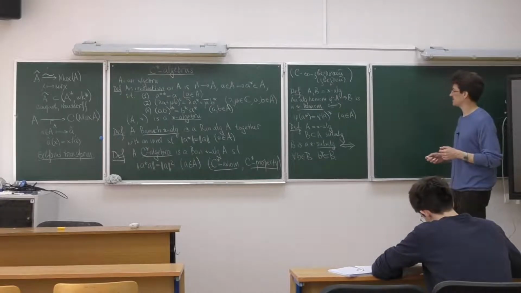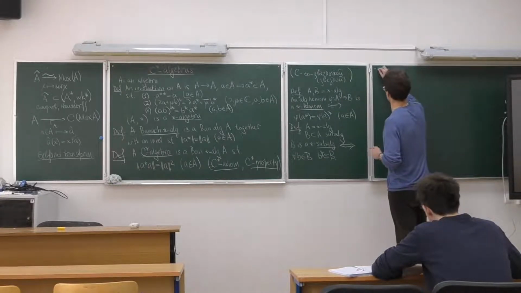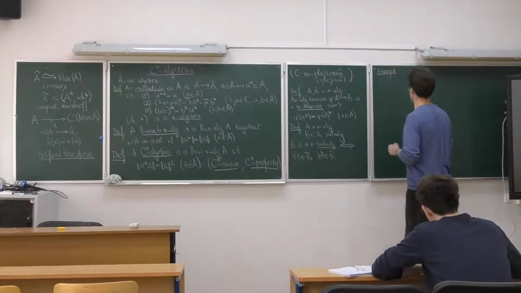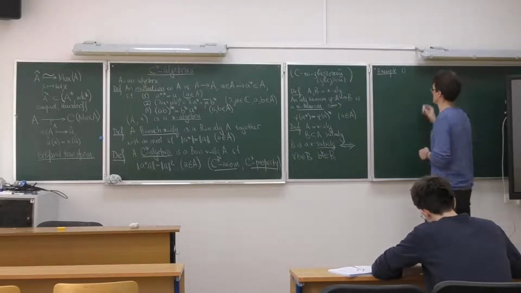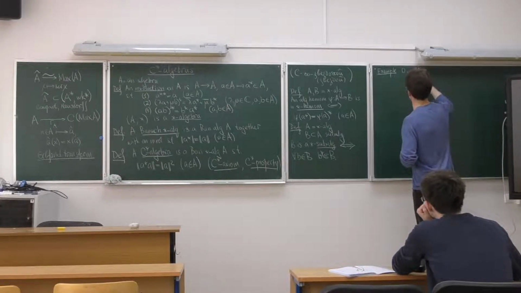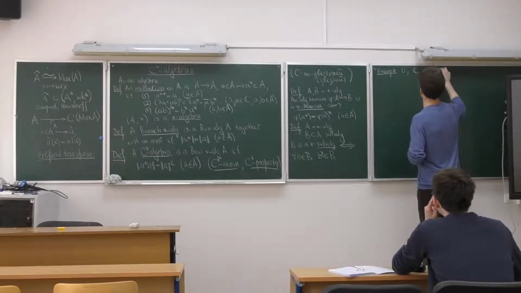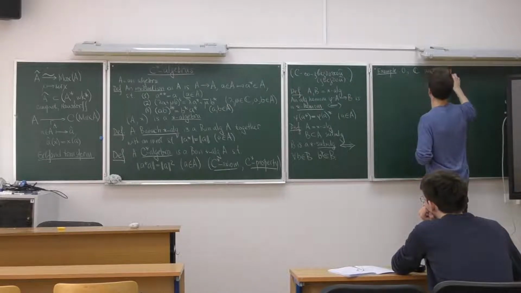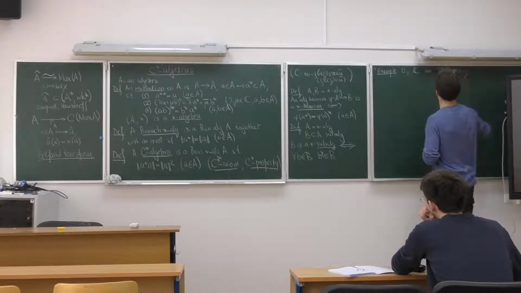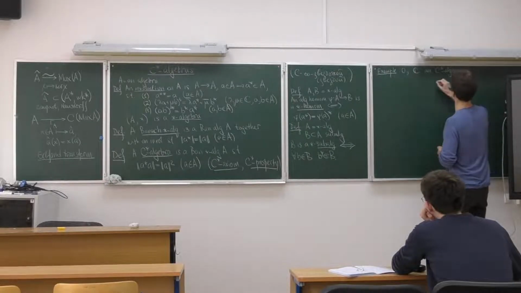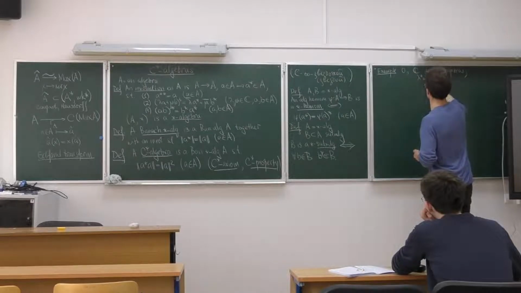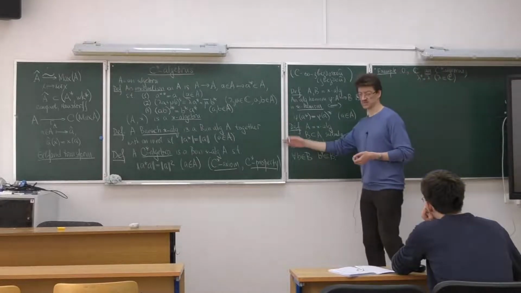Okay, let's now look at some examples of C-star algebras. Of course, we always have a trivial example. The zero algebra is a C-star algebra for obvious reasons. And the field of complex numbers is also a C-star algebra. Well, the involution on the complex numbers is just the complex conjugation, and clearly all axioms are satisfied.